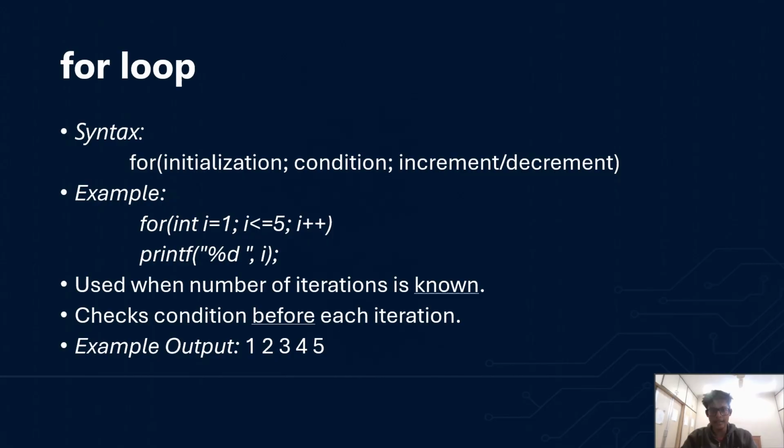The variable i starts from 1. The loop checks the condition for i less than or equal to 5. If true, it executes the statement inside the loop and then increases i by 1. This continues until the condition becomes false. This loop will print 1, space, 2, space, 3, space, 4, space, 5. So, the for loop is ideal when the number of iterations is known in advance.